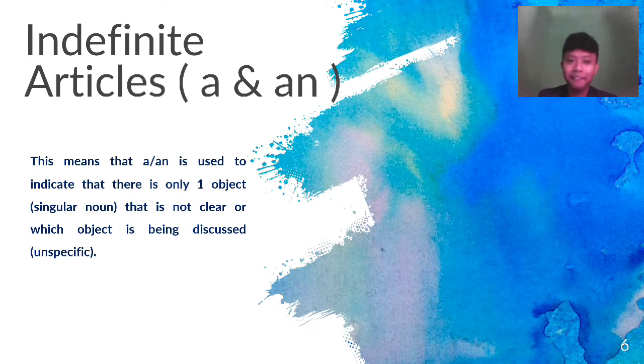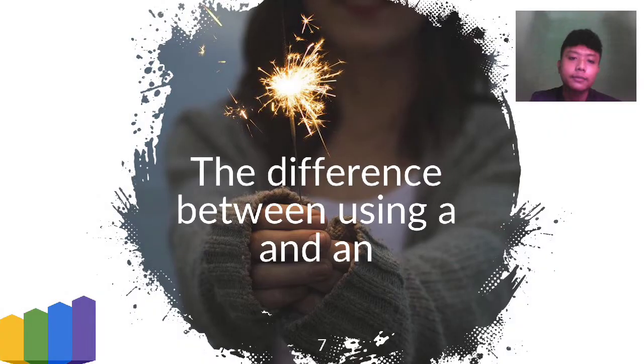Okay, indefinite articles, a and an. A and an mean one, depending on what object they are pointing to. This means that a or an is used to indicate that there is only one object or singular noun that is not clear, or which object is being discussed, or unspecific. And then now we'll explain the difference between using a and an.